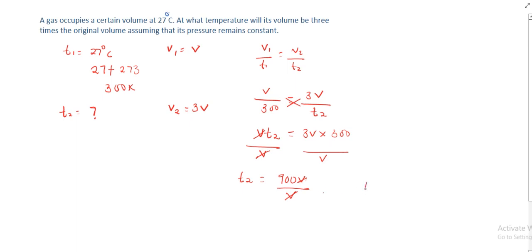So our T2 is equal to 900 Kelvin. 900 Kelvin. And that will be all for this question. I believe this question is very much simple and very direct.